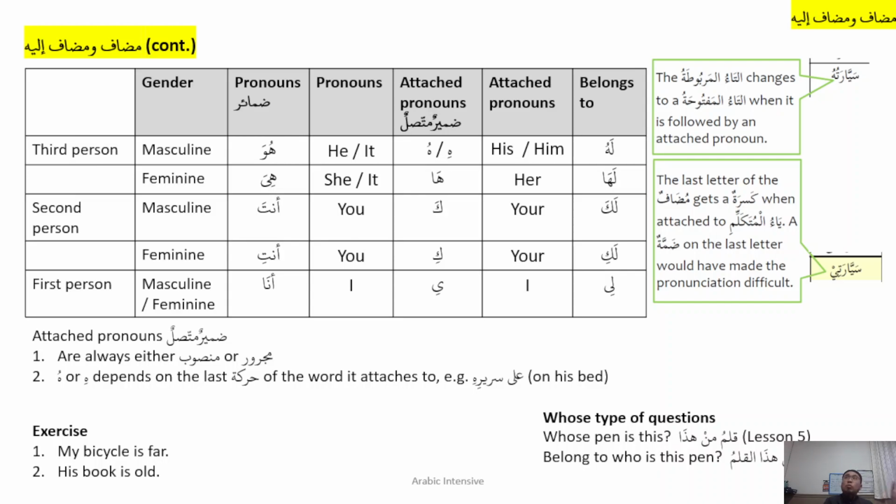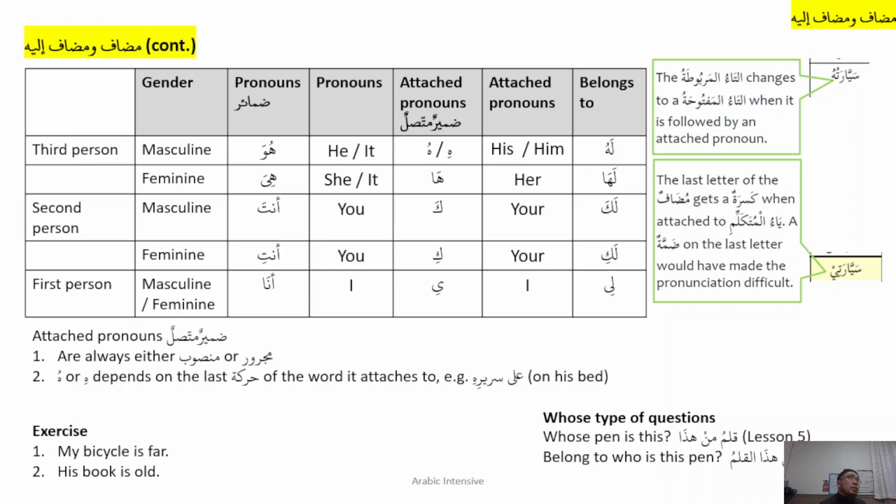Make sense? So qalamu man, and then hadha, this. So whose pen is this? And then you answer like, this is Muhammad's pen, for example, or this is pen of Muhammad. So it kind of follows the structure of the question in a way. And we always say man, we don't put a kasra down or anything. For man, we don't say it like we said Muhammadin before for the mudaf ilayh.